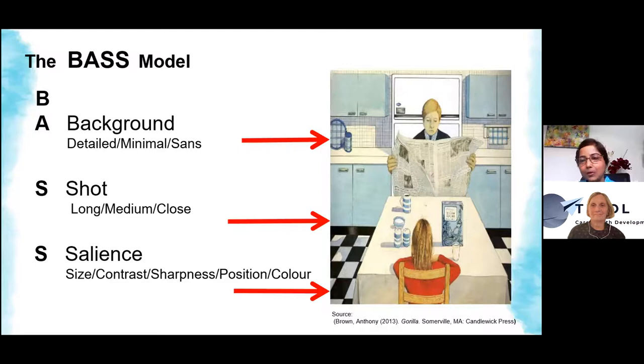So why is this image presented in such a way? And then the salience of it. Here in this particular image, what is so salient here? Salience is determined by size, contrast, sharpness, position, and colors. In this particular image, what is the most salient is, of course, the father reading the newspaper. For those who are familiar with Gorilla, you would know that the gorilla represents the father. Whenever Hannah sees the father, it's like she's seeing the gorilla. And the theme of loneliness is so well used in that particular picture book.